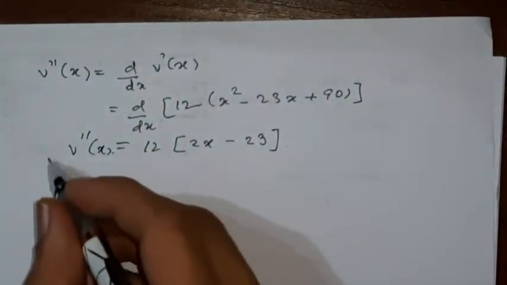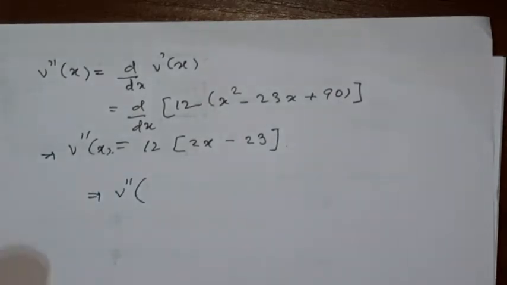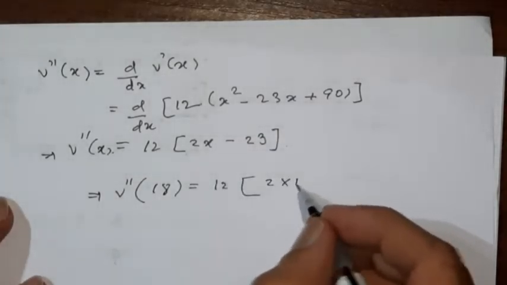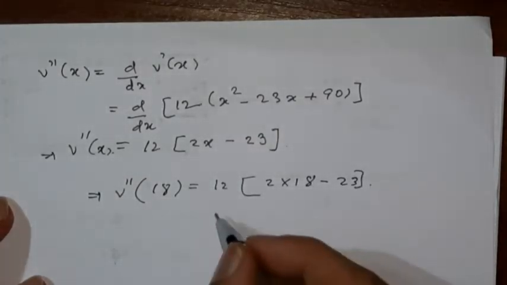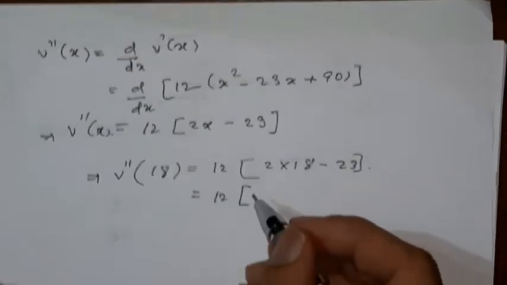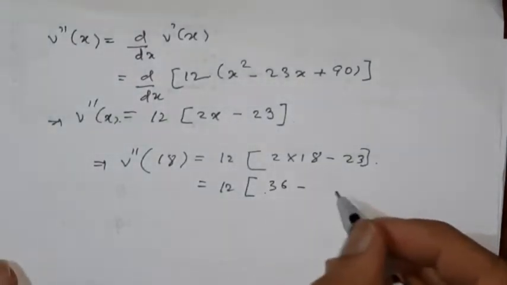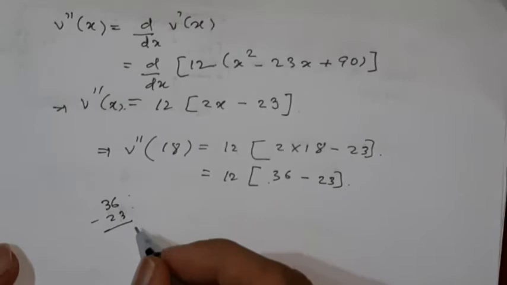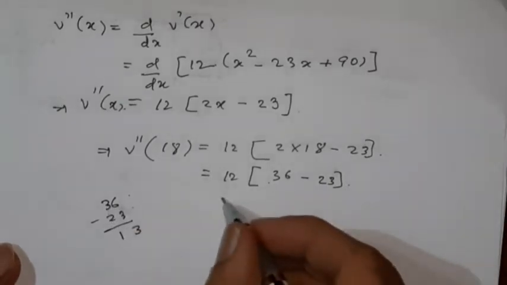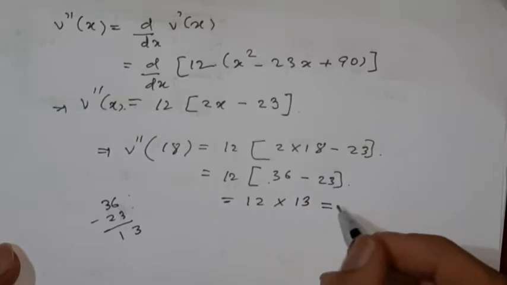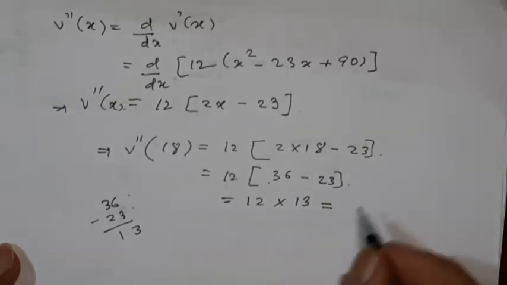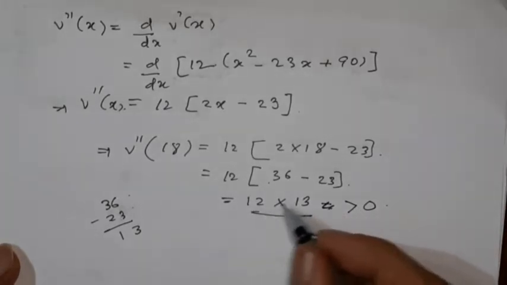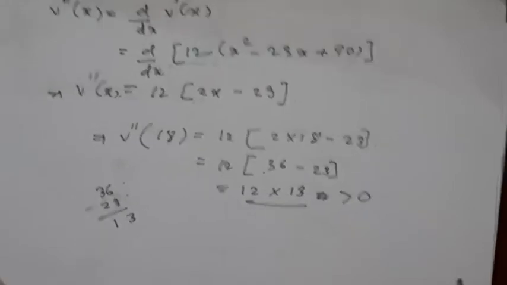Now we have to check V double prime of x at the first critical point, that is 18. So that is 12 multiplied by (2 times 18 minus 23). So 12 multiplied by what? 2 times 18 is 36, minus 23. So 36 minus 23 is 13. So 12 times 13, whatever this is, it is greater than 0. There is no minus sign, so this value will be greater than 0.